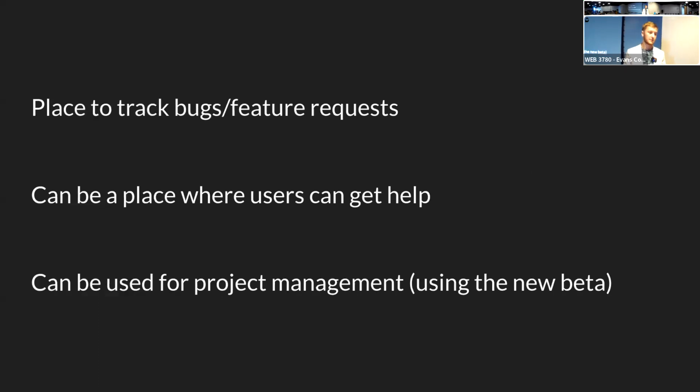So, issues and discussions. Issues are a place to track your bugs and feature requests. In this one, you might have your boss, people you're collaborating with, your users. They may see something in the app that's broken and say, hey, you should fix this. GitHub Issues is a great place for that. It's a place where users can get help. Maybe they're having just a slight problem and don't know the correct thing to run or something like that, and you can help them as a developer. And it can be used for project management using the new beta. So they have a spreadsheet view, which is pretty common to have when you're doing project management. And we'll look at an example of this shortly.